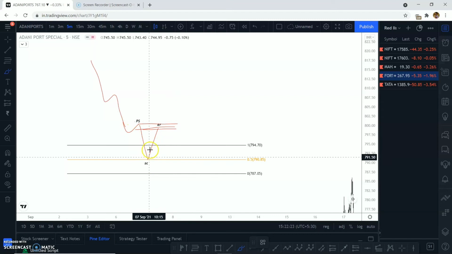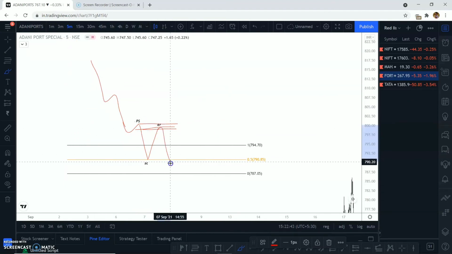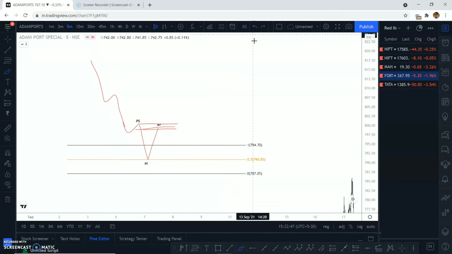So PS, SC, AR, the automatic rally. Now unless and until this PS is taken out, we are not going long. Unless this origin supply, not only PS but the origin supply, is taken out, I am not going long, because the lower time frame structure is still bearish. Then the prices could create a new low and fall lower. We don't want to get involved in that.